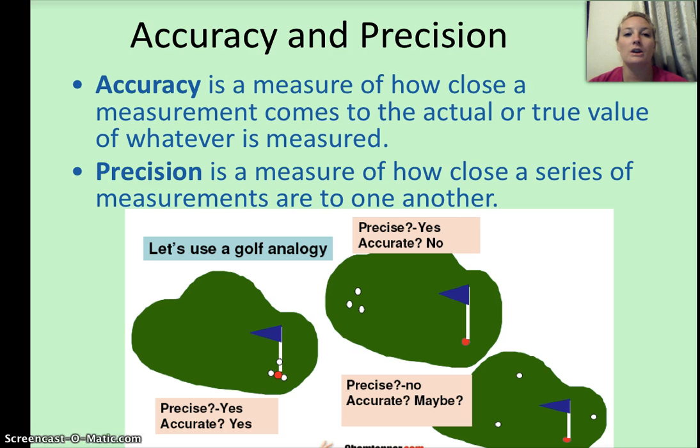So accuracy is a measure of how close a measurement comes to the actual or true value of whatever is being measured. So how close you are to that real thing. Precision, on the other hand, is a measure of how close a series of measurements are to one another.